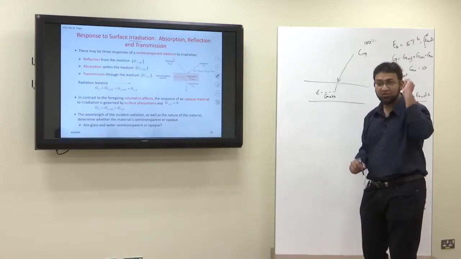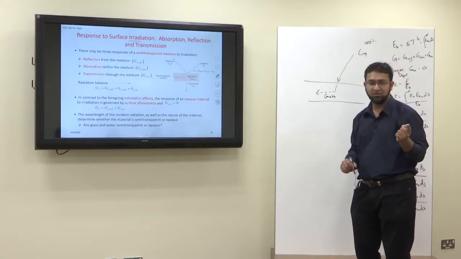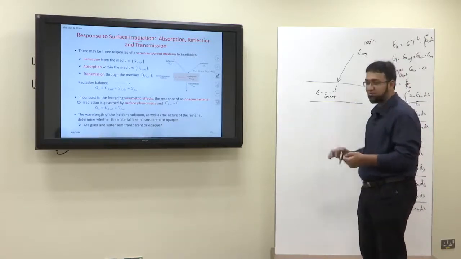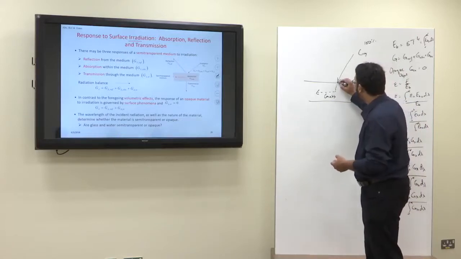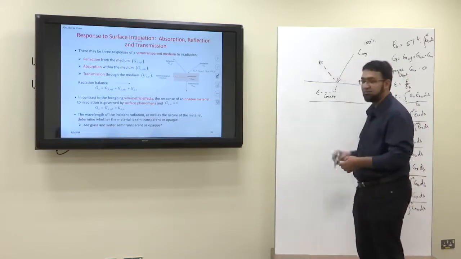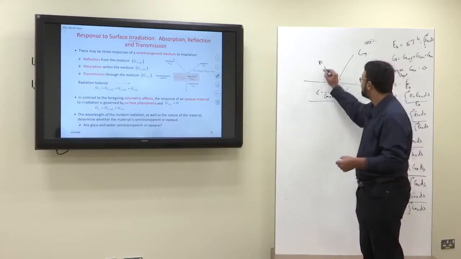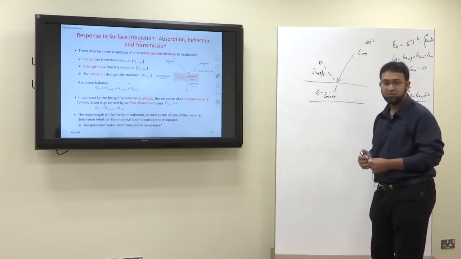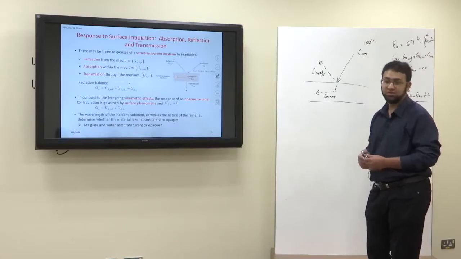If all the radiation gets absorbed, then it is a black body. But in the real world, it's not necessary that all the radiation is absorbed, and there is a possibility that part of the radiation is reflected back. That's G reflected.